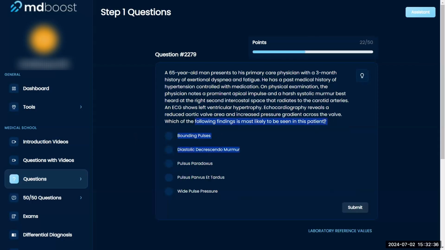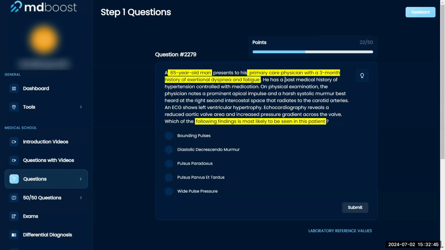Which of the following findings is most likely to be seen in this patient? A 65-year-old man presents to his PCP with a 3-month history of exertional dyspnea and fatigue, so he's been dealing with this for a while. Past medical history of hypertension controlled with medication.